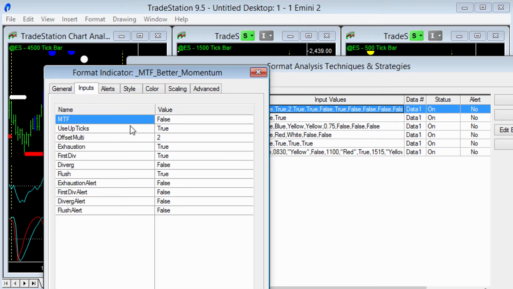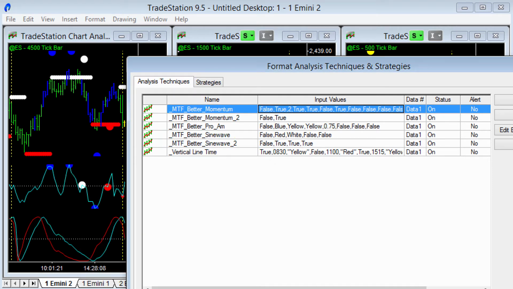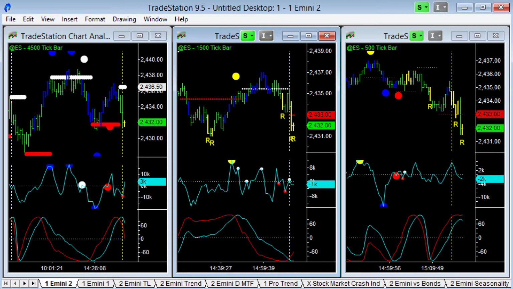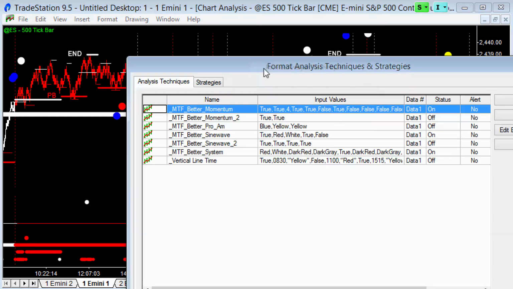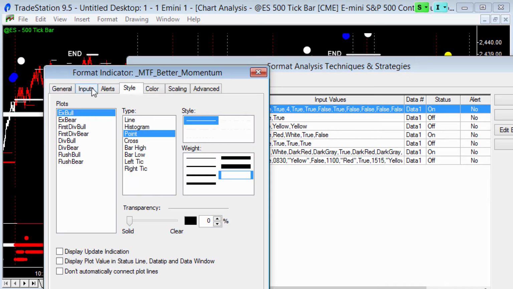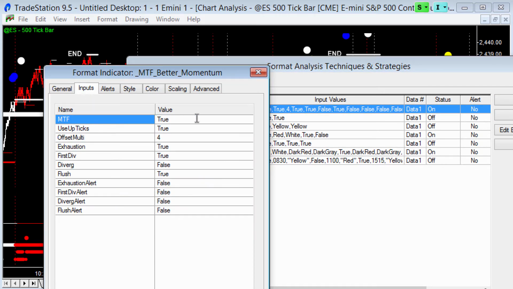MTF is set to false. This setting in each of the indicators allows you to switch the multiple time frame calculations on and off. If you're looking at a single time frame, you just want the single time frame calculations, so set MTF to false and it'll calculate just the single time frame. That's what I've done on these charts. By contrast, when you look at these indicators, Better Momentum, and go to format, you can see on the inputs MTF set to true.